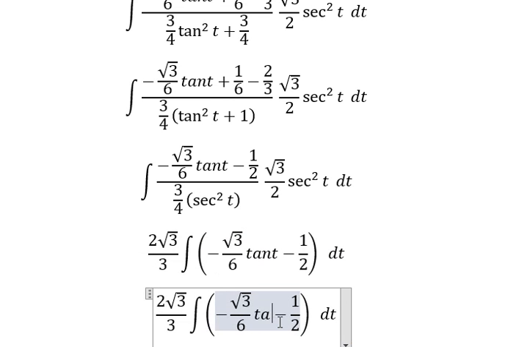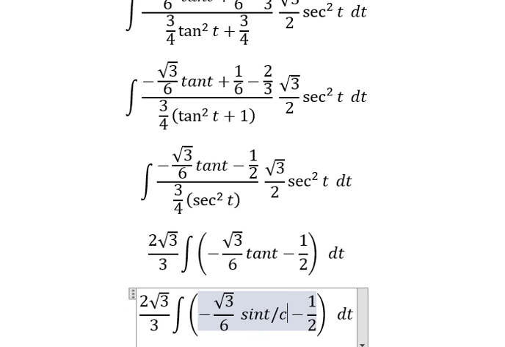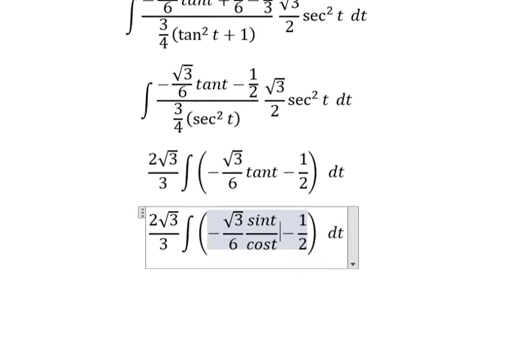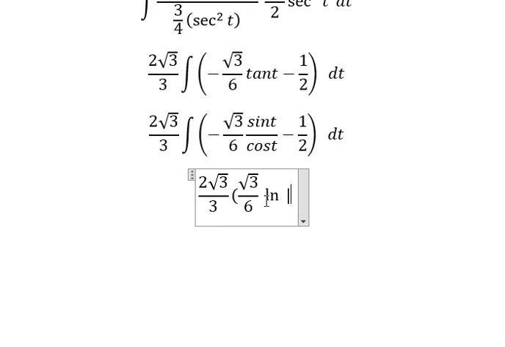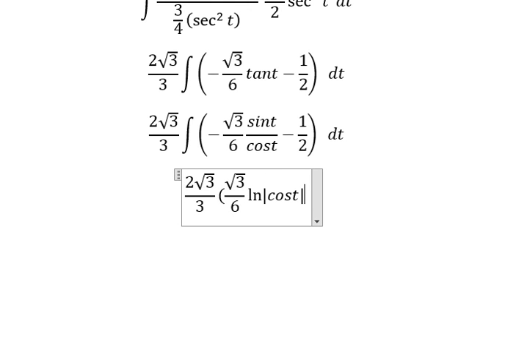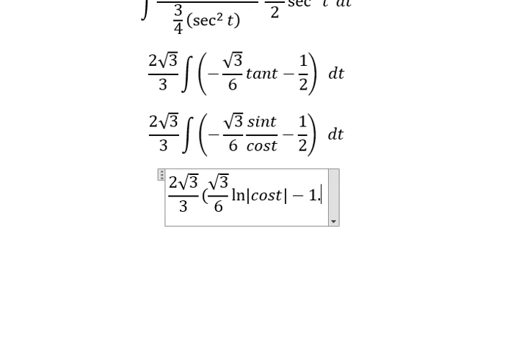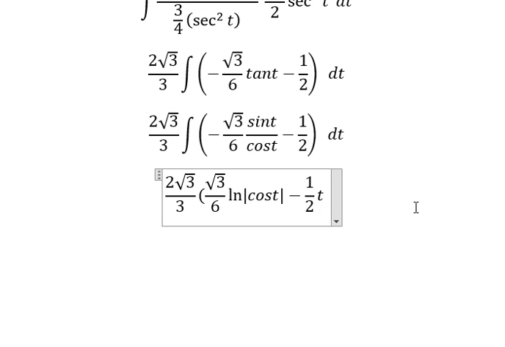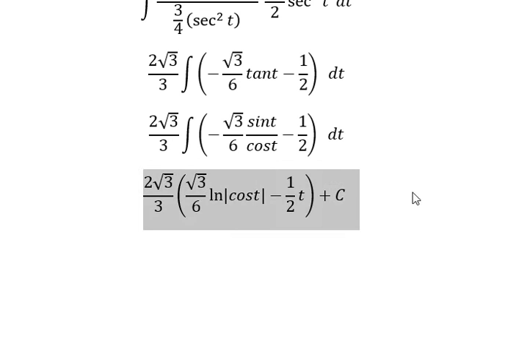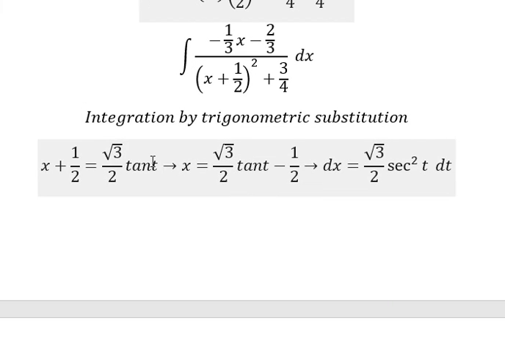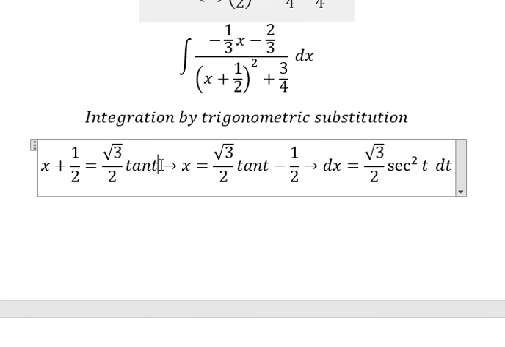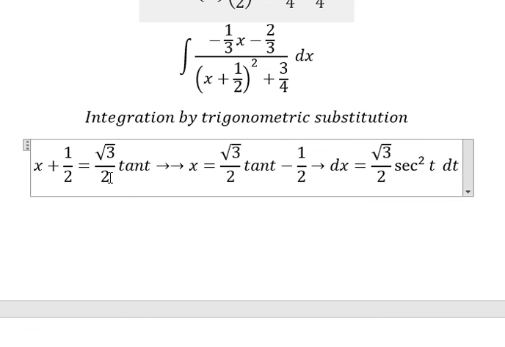So tan t is sin t over cosine t. The integration of negative sin t over cosine t is ln of the absolute value of cosine t. This one is about t. About t, that is this one. So we divide by the square root of number 3 over number 2.